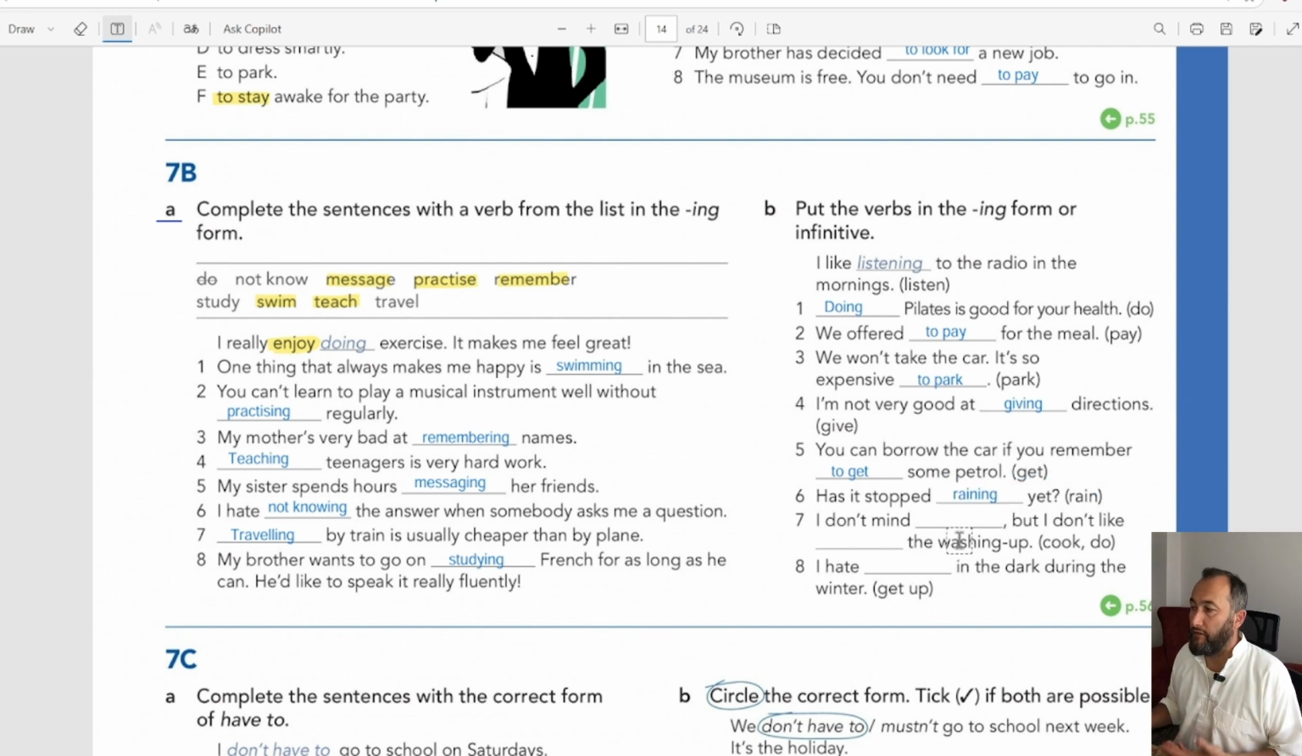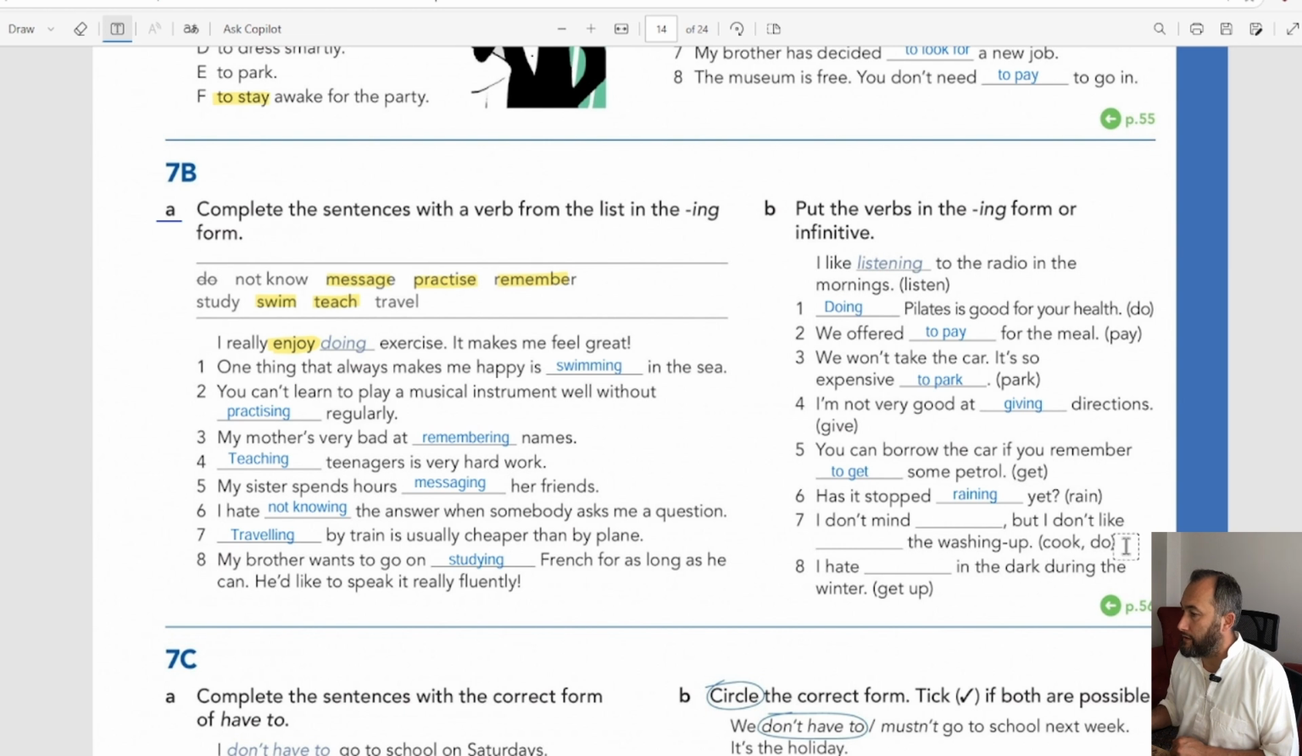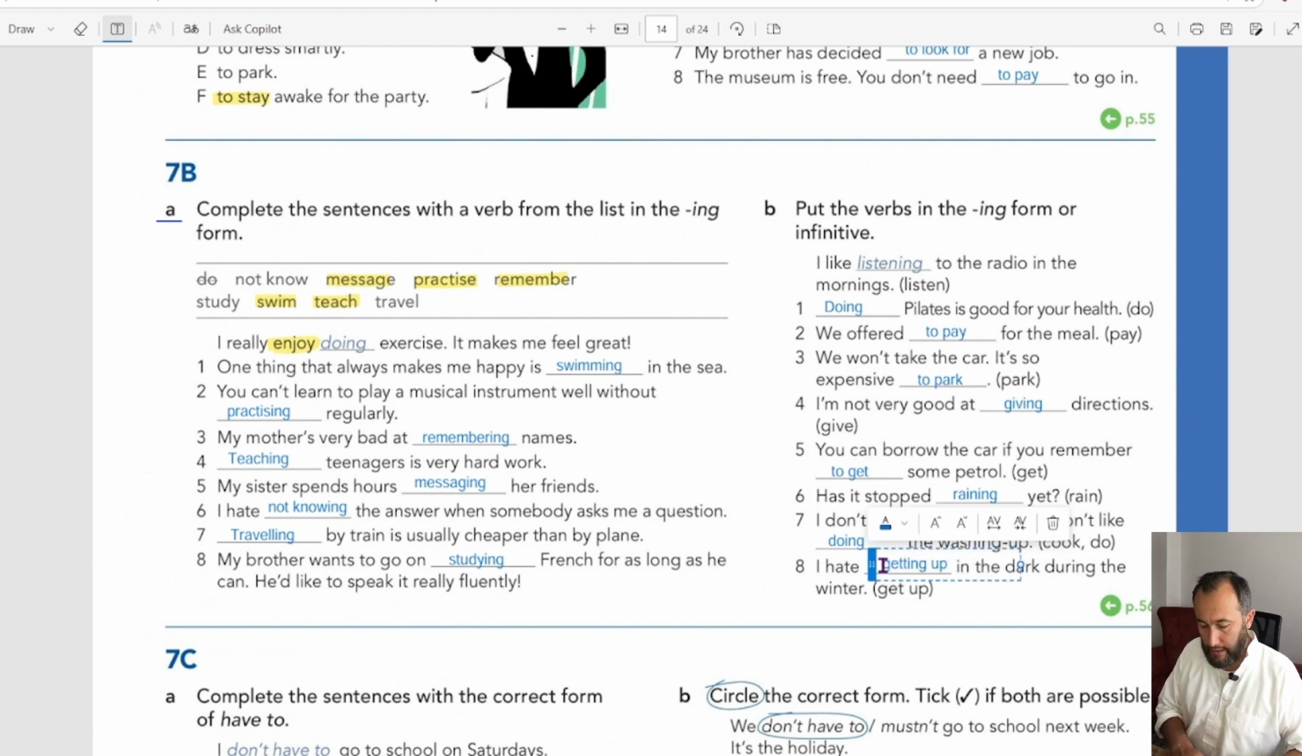Number 7, I don't mind, but I don't like. I don't mind is from the gerund listing here, which is 7 after 7. So that means we must use ing, which is gerund. I don't mind cooking, first verb. But I don't like, after like, we must use, again, gerund. I don't like doing the washing up. Right? Number 8, I hate. After hate, like, love, hate, we must use gerund, which is verb plus ing. I hate getting up in the dark during the winter. That's it. So in this way, now we've finished 7b as well.